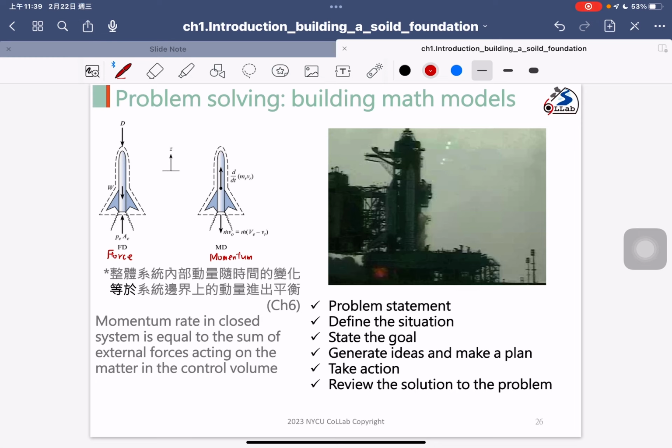And I will teach you in chapter 6. So right now you don't know the details of the momentum equation, no matter. Because I already told you this is the sum of the external force, related to the left-hand side, the force diagram, and it will equal the momentum rate. This is the momentum equation.